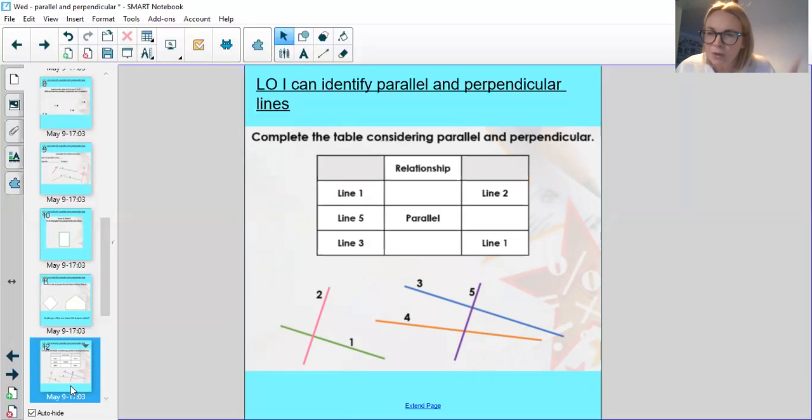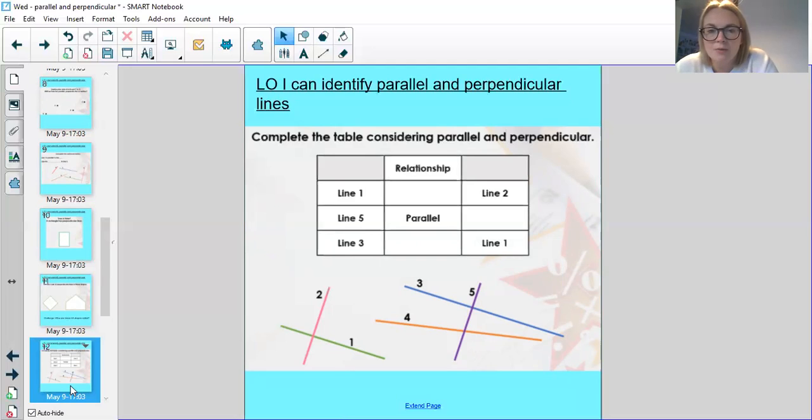Okay, we've got one last task to do before I set you off on your worksheet. I did quite a lot with you today, just so that you really got the hang of parallel and perpendicular lines. So here's a table. I want you to put in the middle column whether it's parallel or perpendicular, the relationship between the lines, and then you need to fill in some of the lines as well. So we can just do this together, talking it through, or if you'd rather pause the video and write it down, that's absolutely fine too.